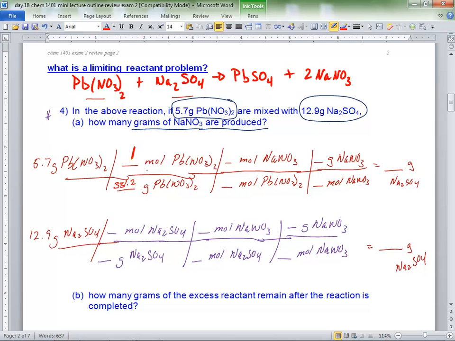So 1 lead, 2 nitrogens, 6 oxygens. And for the mole bridge, I have a 2 there and a 1 there. And for 1 mole of sodium nitrate, I have about 23 plus 14 plus 48, around 85. Right? Okay.